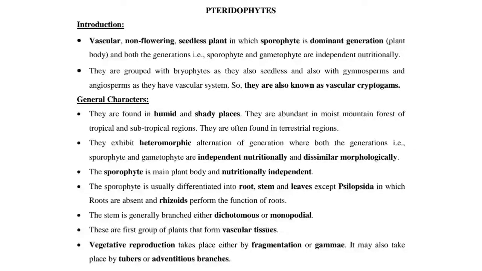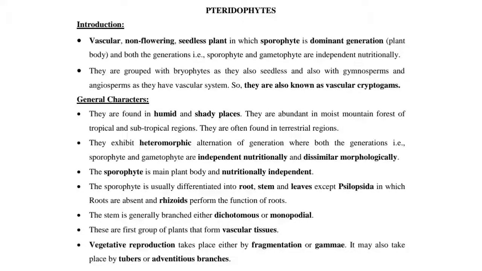General characters. They are found in humid and shady places. They are abundant in moist mountain forests of tropical and subtropical regions. They are often found in terrestrial regions. They exhibit heteromorphic alternation of generation, where both the generations, i.e., sporophyte and gametophyte, are independent nutritionally and dissimilar morphologically. The sporophyte is the main plant body and nutritionally independent.